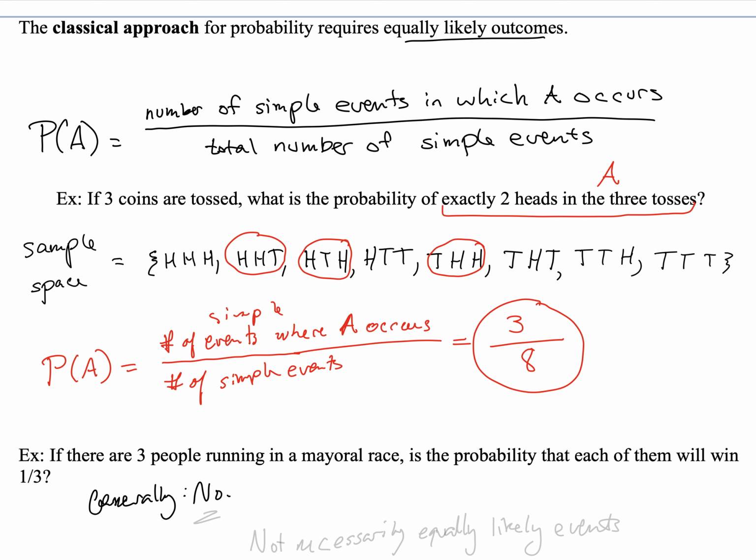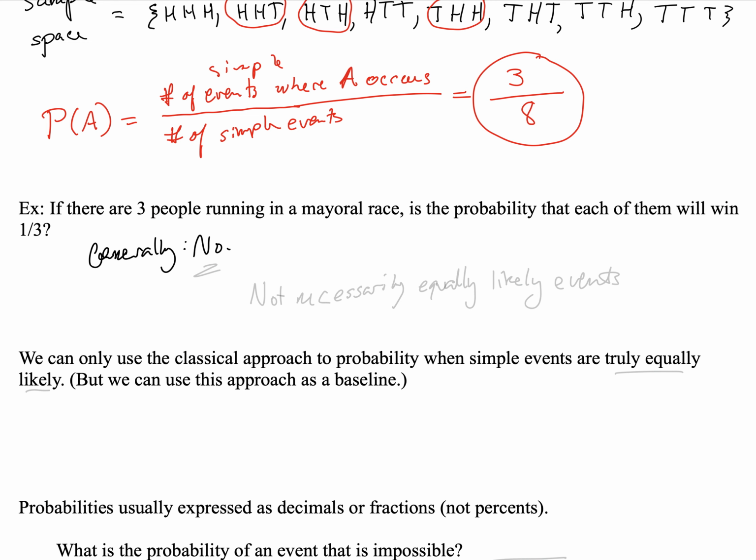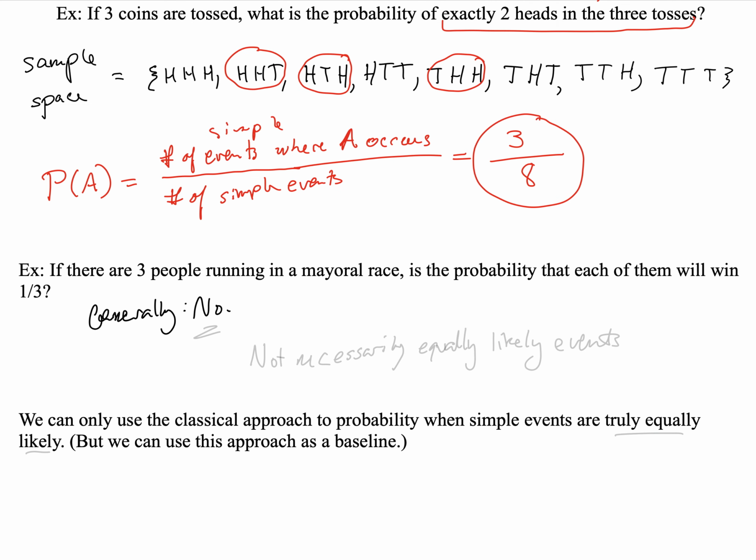One mayoral candidate will be more likely to win than another, and you can find that out based on polling or various other data. But in general, if you have a presidential election or a mayoral race, or is it going to rain tomorrow? Even though it could rain tomorrow or not, that doesn't mean that the probability is 50-50 every time. But you can get a better idea of the probability by checking out the weather or something. So no, and the reason is that these are not necessarily equally likely events.